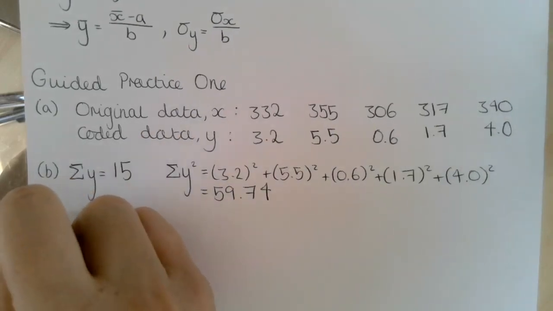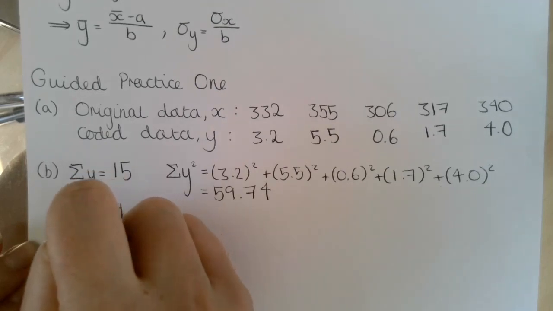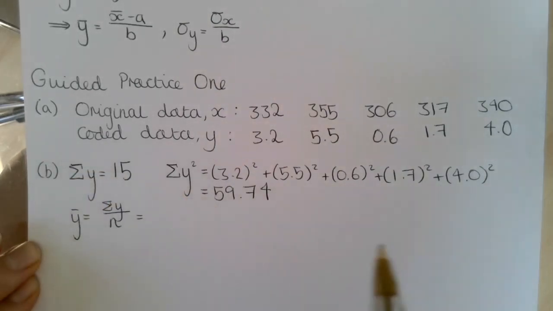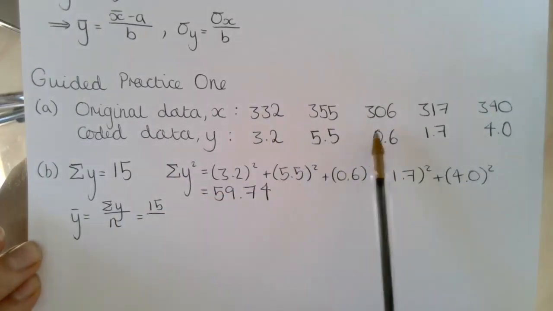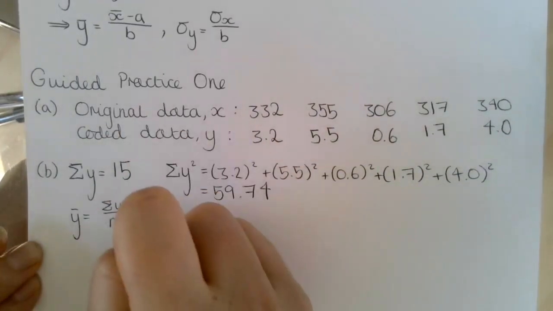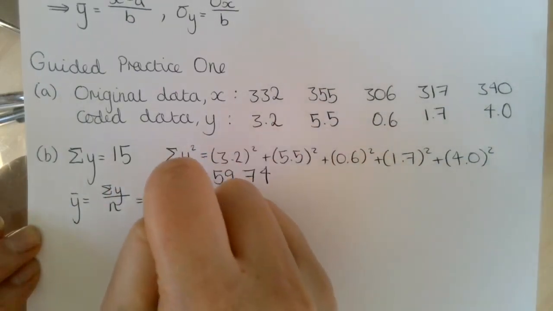For the mean, we denote that as y bar. That's equal to the sum of y over n. So we've got 15 over, and we've got 1, 2, 3, 4, 5 pieces of data. So our n value is 5, and that's equal to 3.